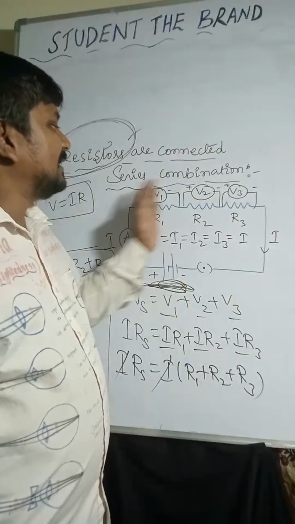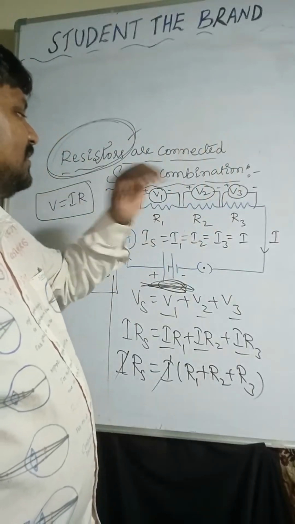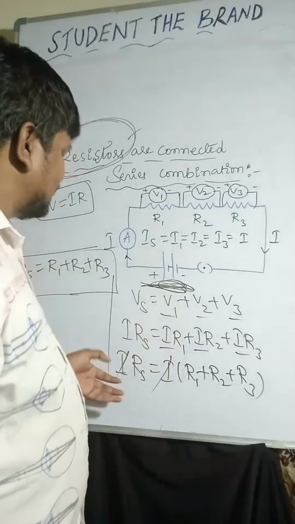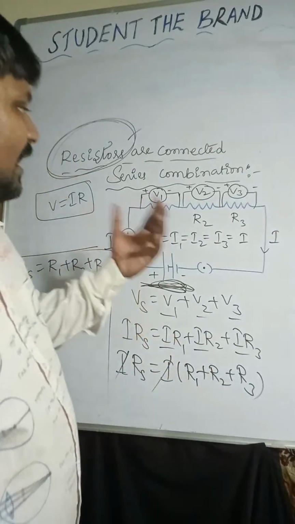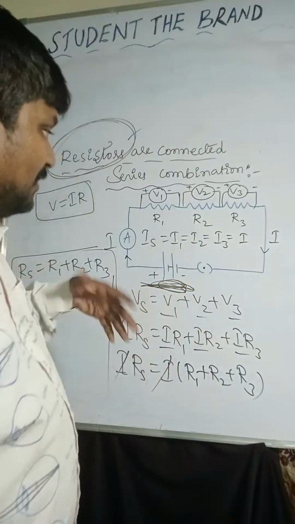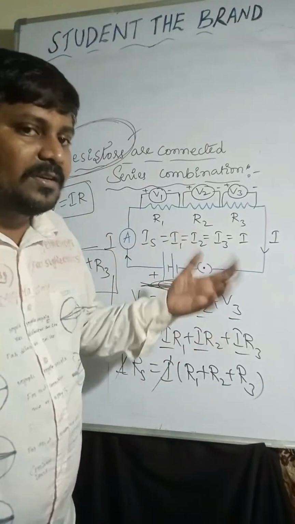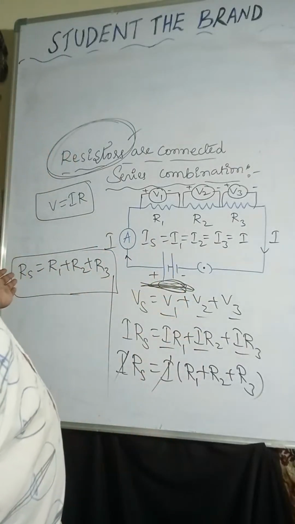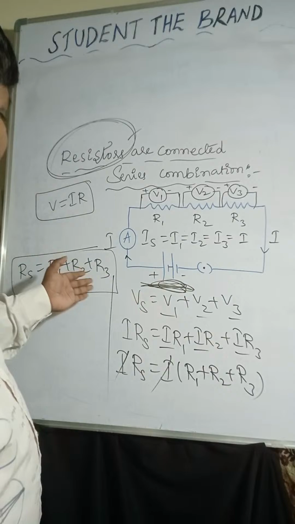Resistors are connected in series combination. See, in the entire circuit the current is the same. Point number 2: the total resistance formula. Effective resistance, or total resistance, or equivalent resistance. So we can take Rs equal to R1 plus R2 plus R3.